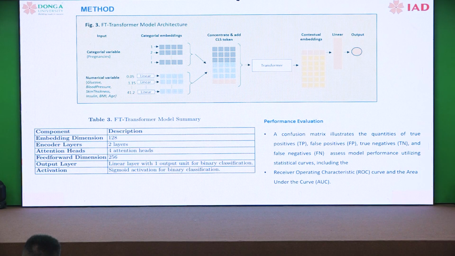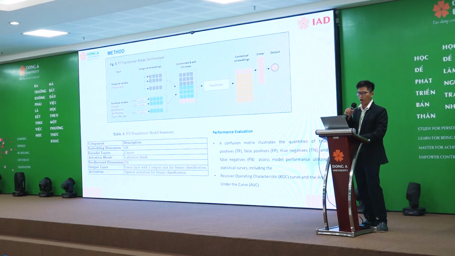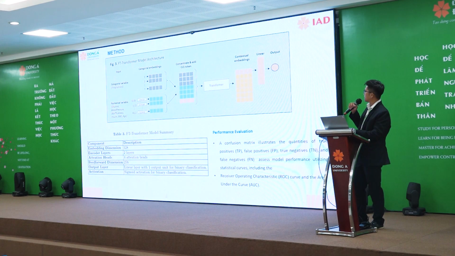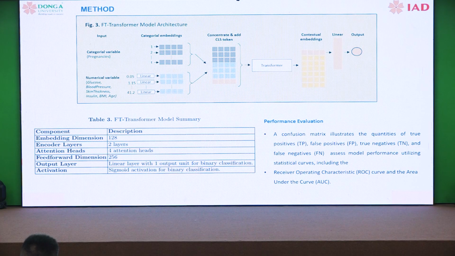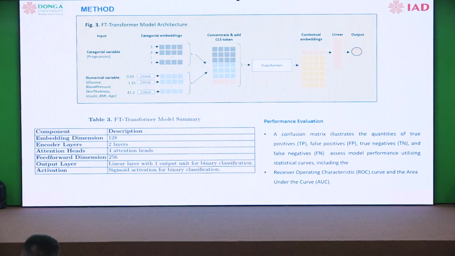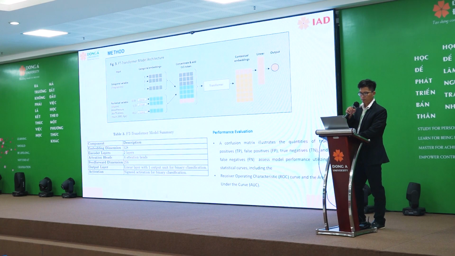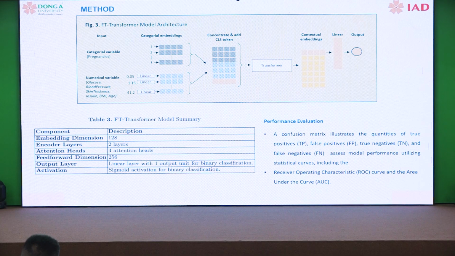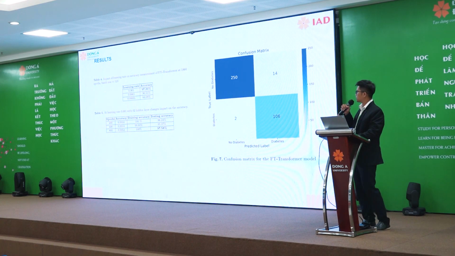Here is the model. I use the FT-Transformer model, and here is the architecture. You can see that in the input we have categorical and numerical data. For categorical data, I use a categorical embedding, and for numerical data, I use a linear layer. In table 3 here is the model summary, and here are the results.